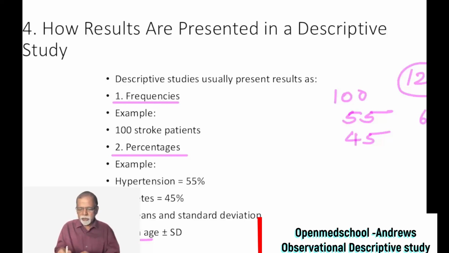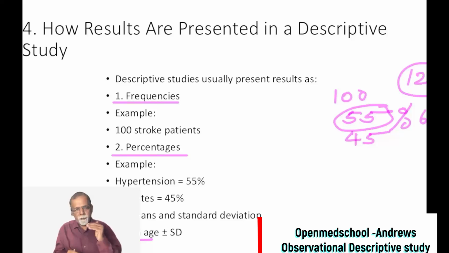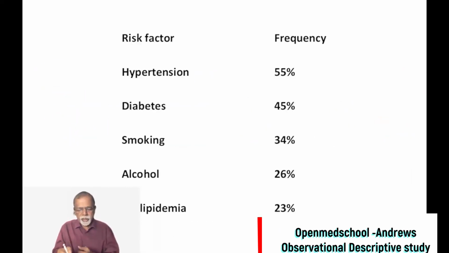Say, to put it as a percentage, it becomes 50 here and 55 percent there. So that is why, when you are presenting the data, not only the frequency but also the percentage should be given. And for continuous variables, such as age, you go for the mean with the standard deviation. These things we'll discuss later. So here you can see that the percentage is given and also the frequency; both are the same.